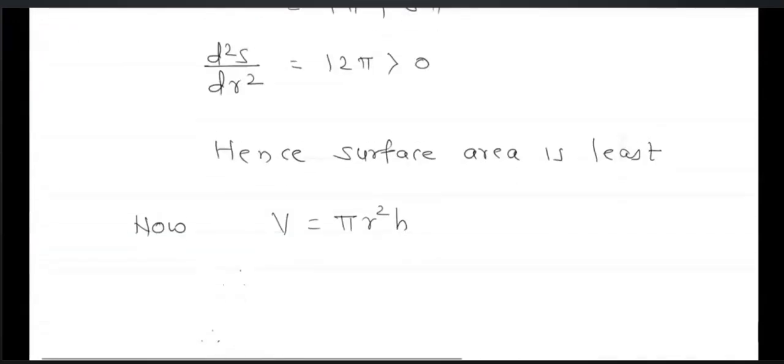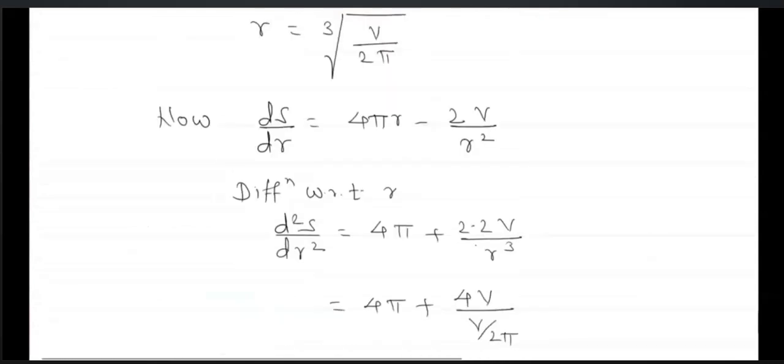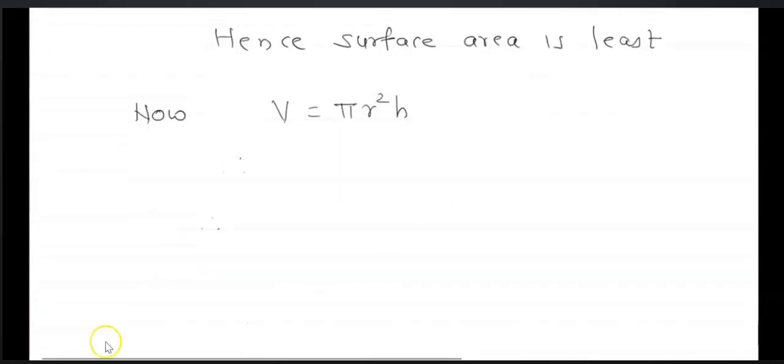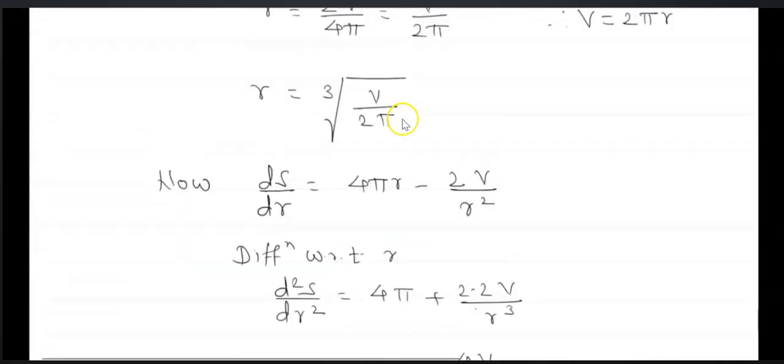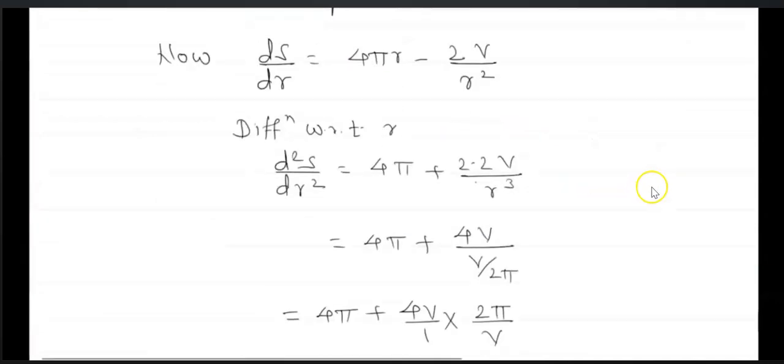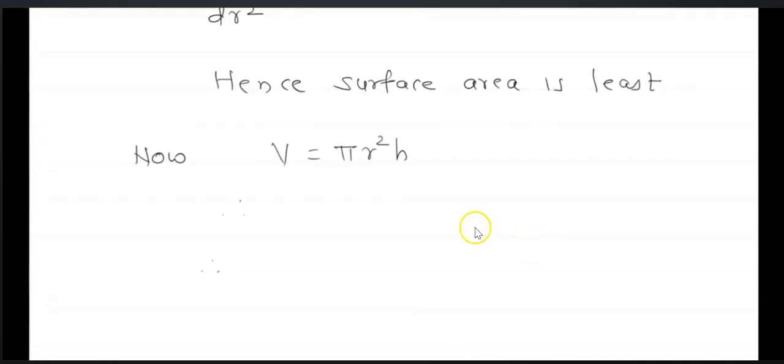Now, V is equal to 2 pi r cube. Here we will substitute the value of V. This is important. V is equal to pi r square into h, and V is equal to 2 pi r cube. Therefore, 2 pi r cube is equal to pi r square into h.